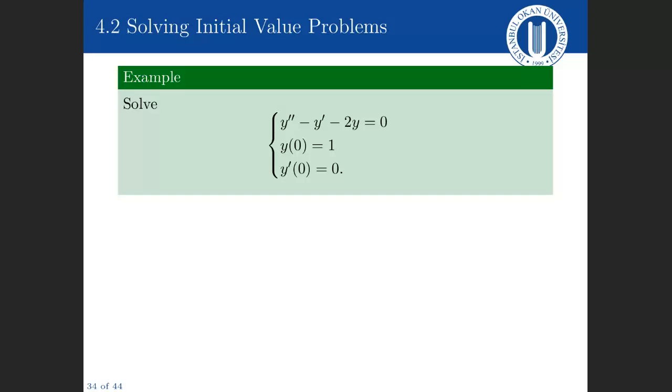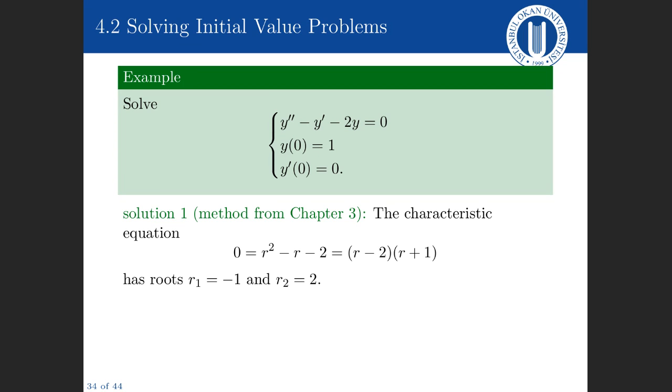For example, solve this initial value problem. y'' - y' - 2y = 0, y(0) = 1, y'(0) = 0. I'm going to solve this in 2 different ways.